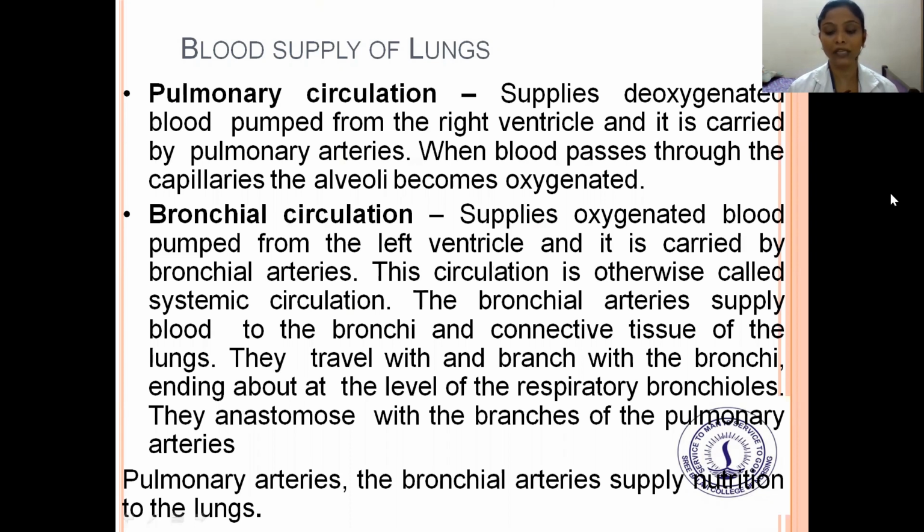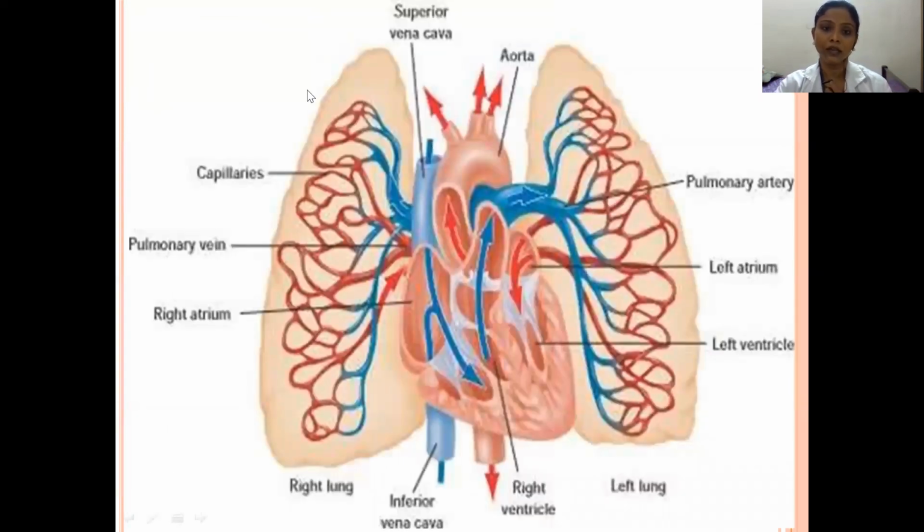They are anastomosed with the branches of the pulmonary arteries. The pulmonary arteries and the bronchial arteries supply nutrition to the lungs. So they carry the main blood supply of the lungs. They carry deoxygenated blood and oxygenated blood. So pulmonary circulation is of deoxygenated blood, bronchial circulation is of oxygenated blood. And this is the blood supply to the lungs. Here is the superior vena cava, capillaries, pulmonary vein, right atrium, right lung and the left lung. Where is the inferior vena cava, right ventricle, left atrium and the pulmonary artery.